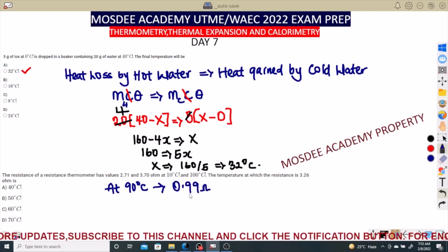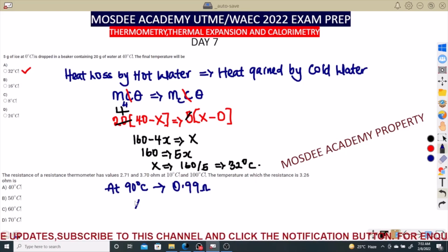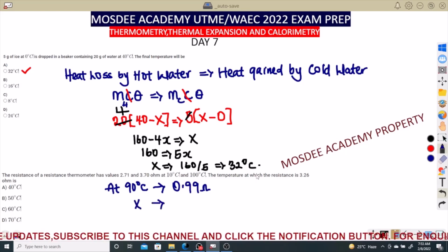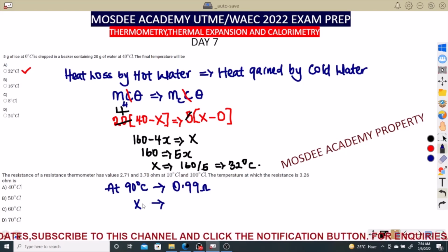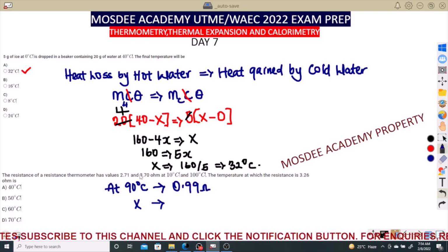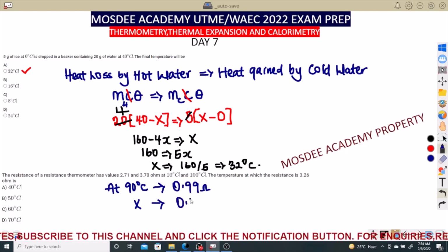I'm just using a proportion relationship. Now, for the temperature at which the resistance is 3.26 ohms, let's say temperature X, we look at the difference from the initial resistance. So 3.26 minus 2.71. What will be the temperature when the difference between this and the initial resistance is 3.26 minus 2.71? I think that is 0.55. So how do we do that?